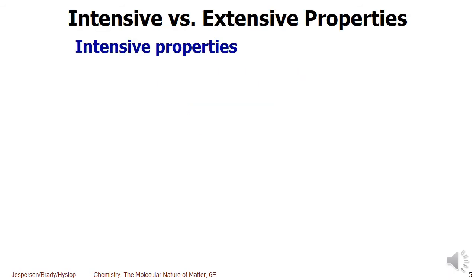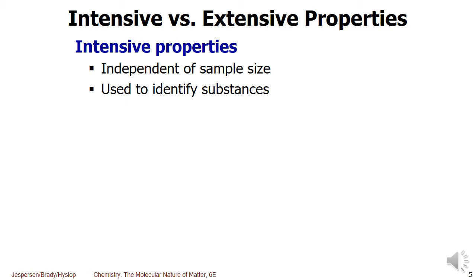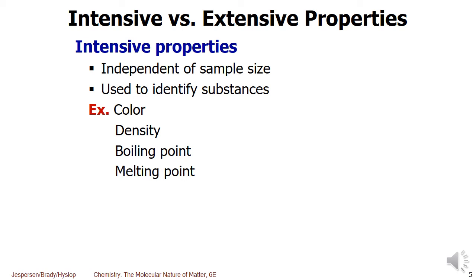Let's discuss the two types of properties: intensive and extensive properties. Intensive properties are independent of sample size, which means they don't depend on the sample size. Like density, used to identify substances, like color, like boiling point, like melting point. The color of a substance doesn't depend on the sample size. If it is big or small, it is the same color, the same density, the same boiling point. This we call intensive properties.